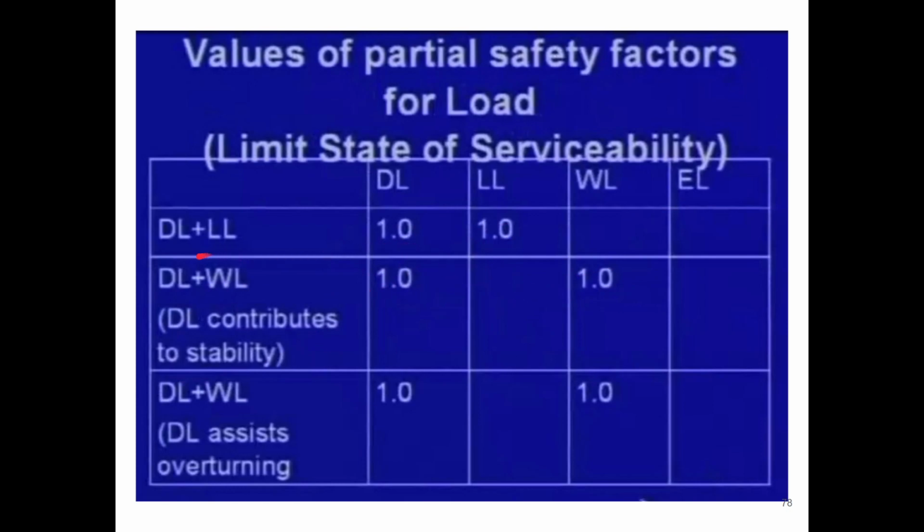If it is DL plus LL, it will be 1 DL plus 1 LL. If DL plus WL and DL is helping in stability, it will be 1 DL plus 1 WL. But if DL is not helping, it will again be the same, 1 DL plus 1 WL. So whether it is helping or not helping does not affect anything.